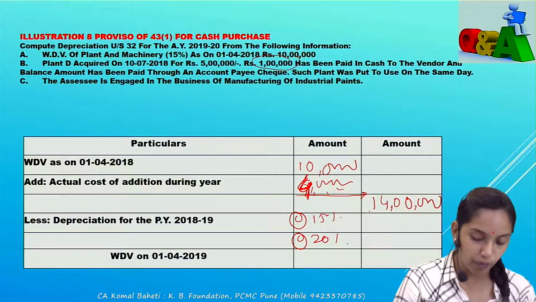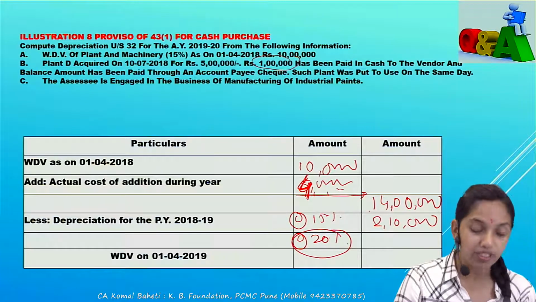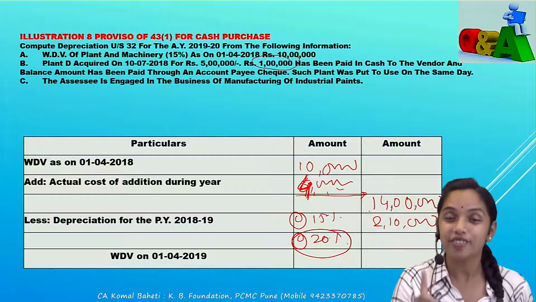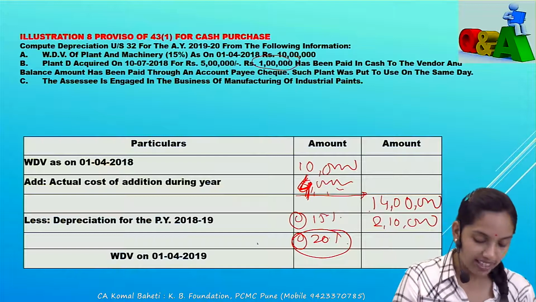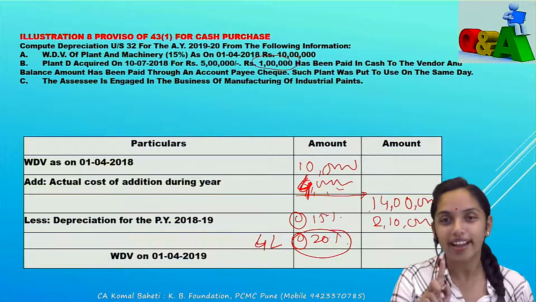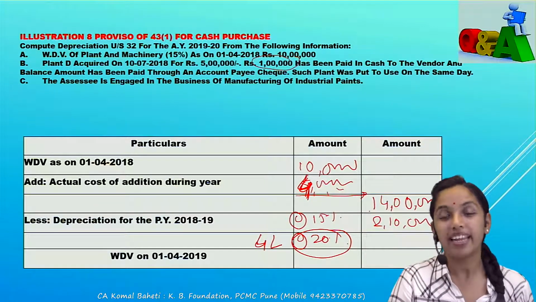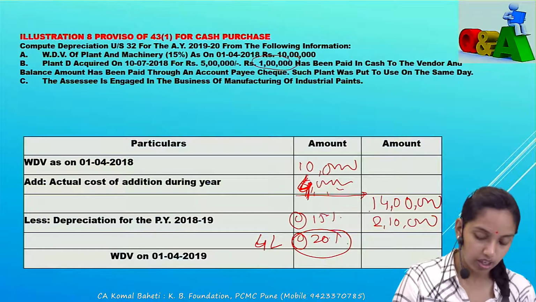So 14 lakh at 15%, the normal depreciation comes to 2 lakh 10,000. Additional depreciation 20%, is it given on the entire block? No, only on the asset which I acquired during the year, on that you will get the additional depreciation. So the asset acquired during the year is 4 lakh. Actual asset value is 5 lakh, but 1 lakh will be ignored because you had made a cash payment exceeding the amount of 10,000. So 4 lakh at 20%. So you will get the additional depreciation of 80,000.